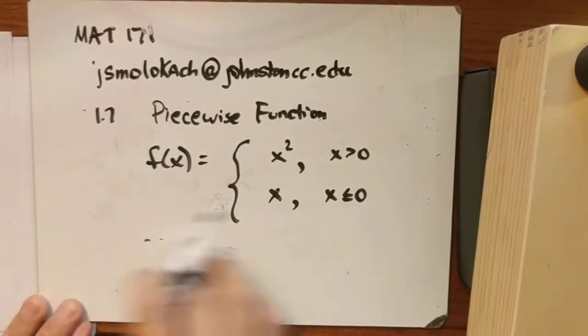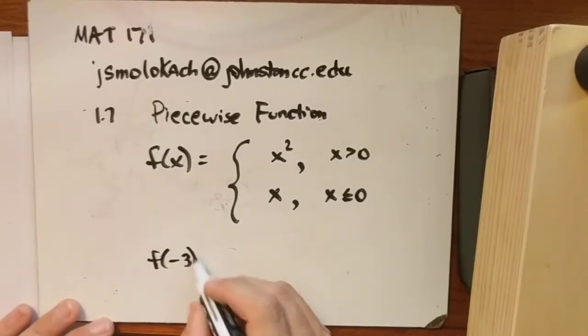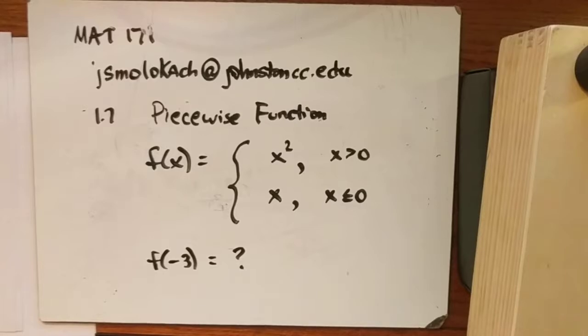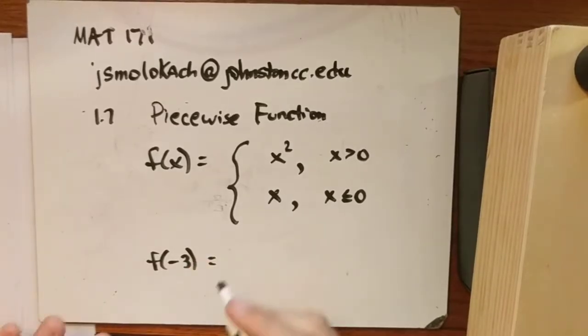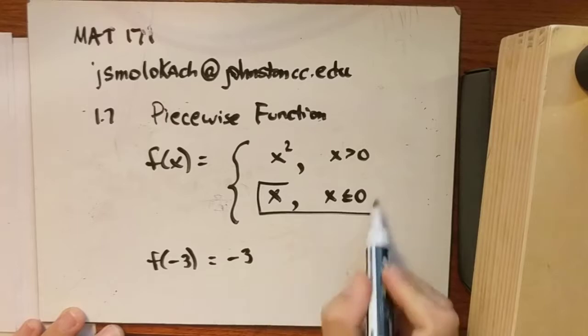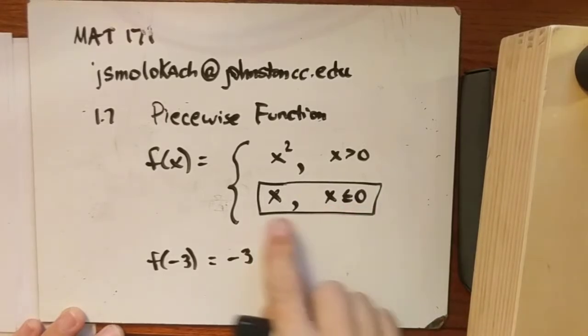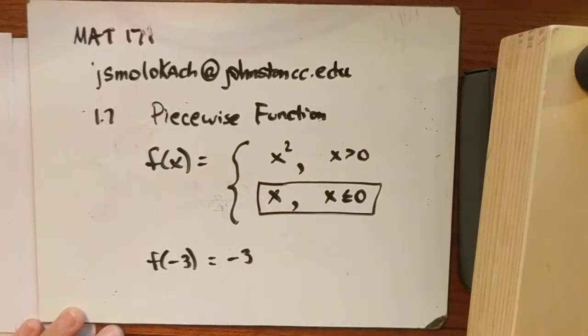Okay, so let me give you a little test here while you're watching this. Let's say that we wanted to do f of negative 3. What would that be? Okay, the answer to this would be negative 3. The reason is that we would use this piece of the function because negative 3 is less than 0. So we would put it here instead of squaring it.